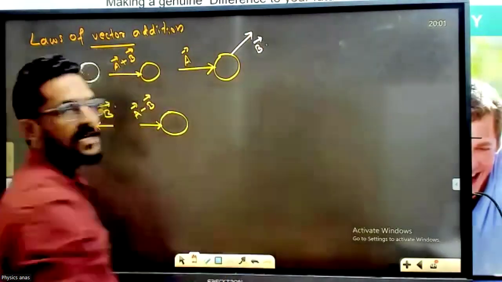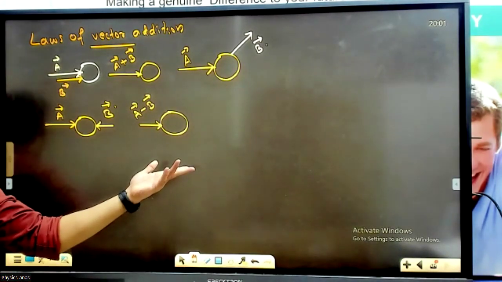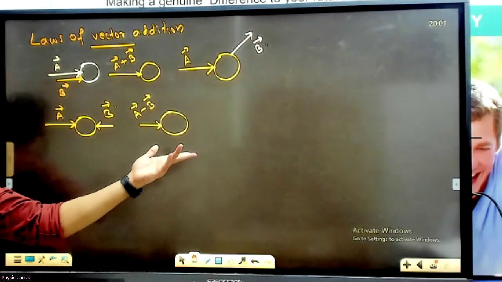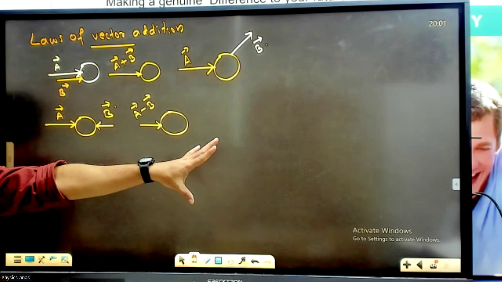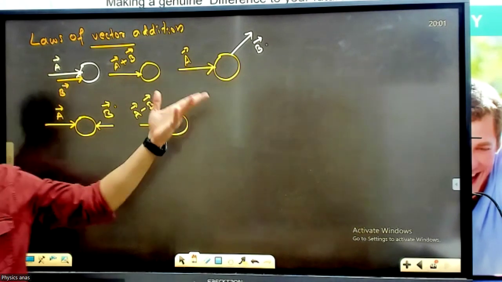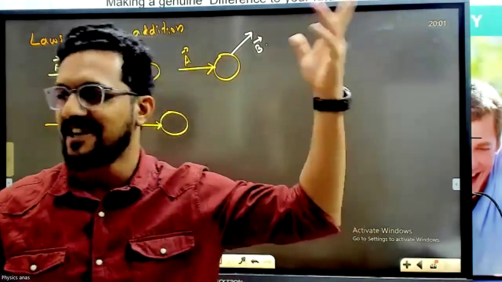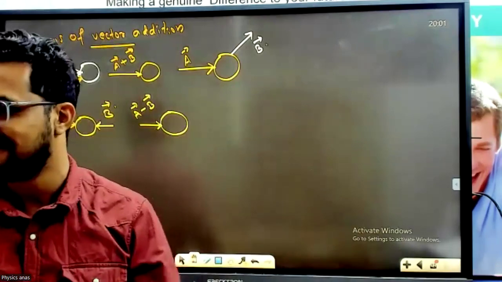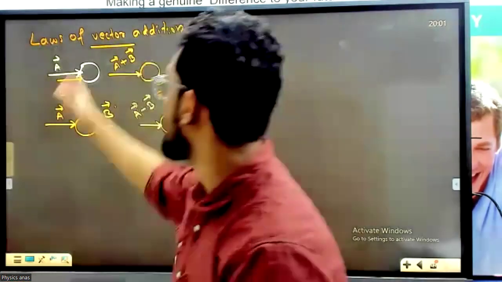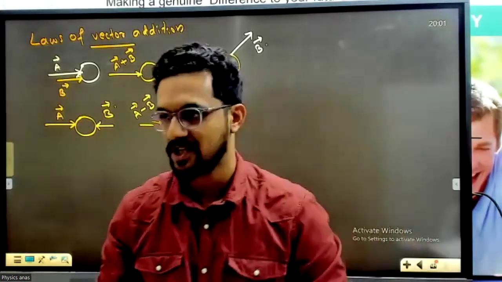If B is acting like this, can you add A and B and just write A plus B? No, you cannot. Can you add A plus minus B? No, that will not be correct, because they are vectors, they are having a definite direction. You cannot simply add them if they are acting at an angle. So you need laws of vector addition. That's the use of laws of vector addition.